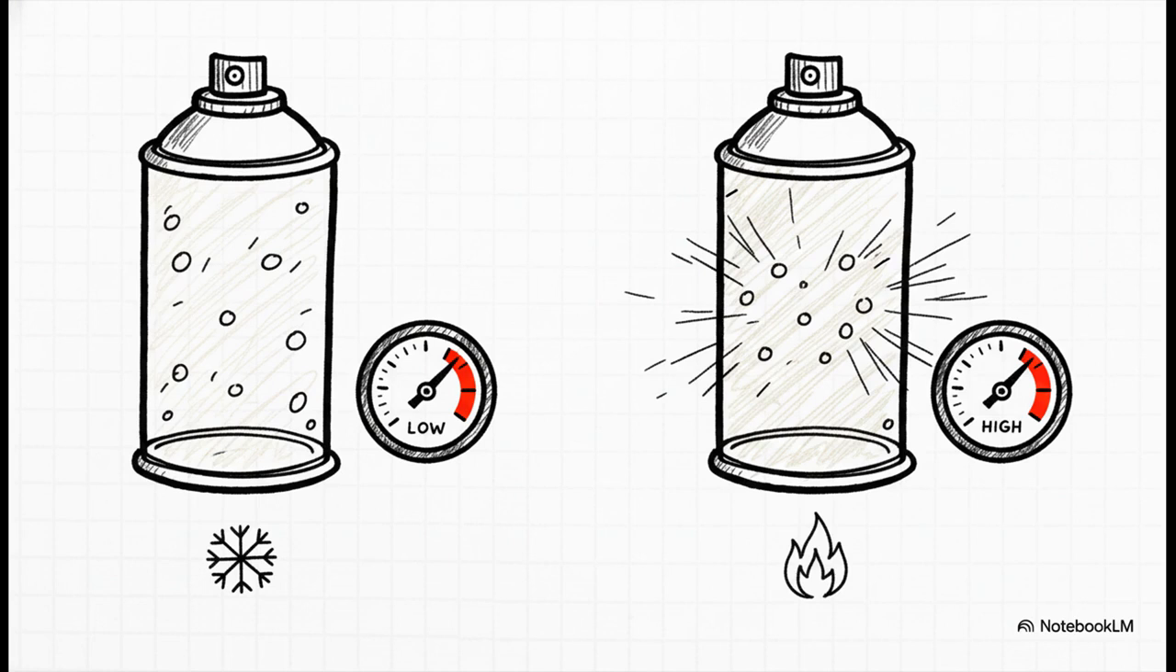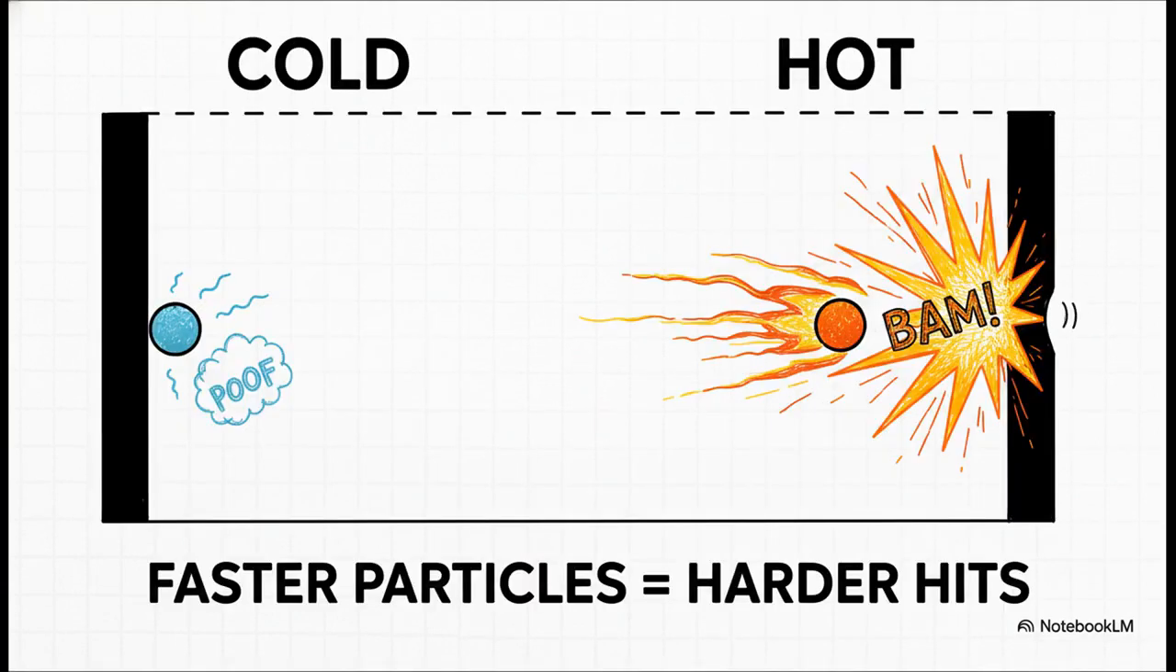This is exactly why you never, ever throw an aerosol can into a fire. So how does our theory explain this? Yeah, it all circles back to that 5th big idea. Higher temperature means higher average kinetic energy, and that means the molecules are moving faster.